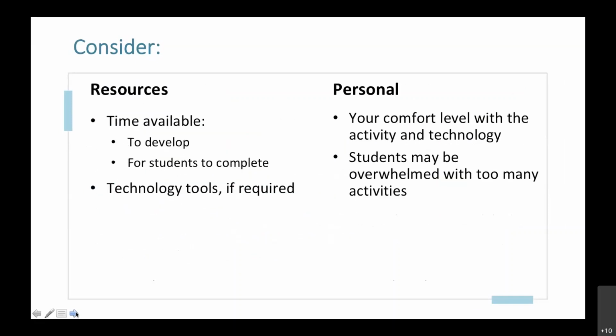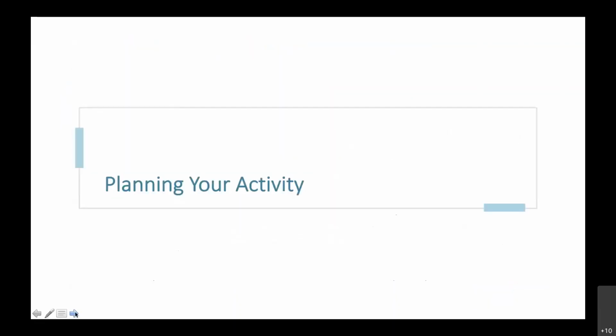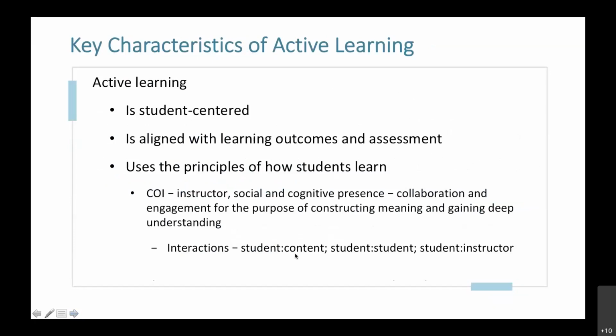Okay, thank you, Keith. We would ideally like a little bit more time to discuss that, but we do want to get to the bonus activity at the end. So I'm just going to move ahead fairly quickly here. I just wanted to talk a little bit about planning your activity, and thinking about, first of all, some key characteristics of active learning. And right at the end of this slide, you'll see the interactions that are important. We're talking about community of inquiry here, and that social and cognitive presence that is important for learning.